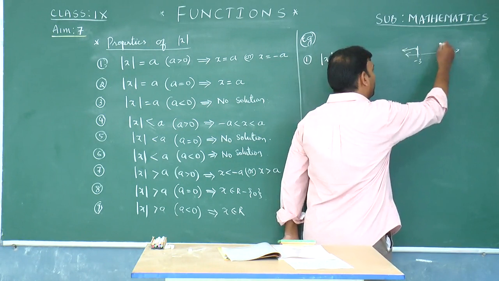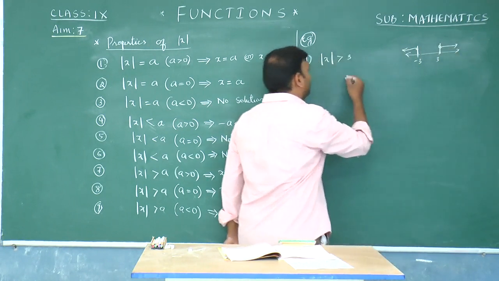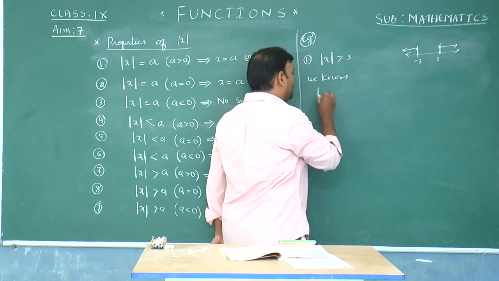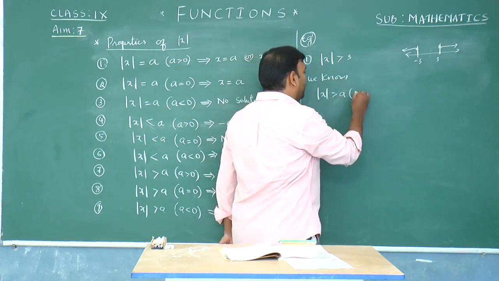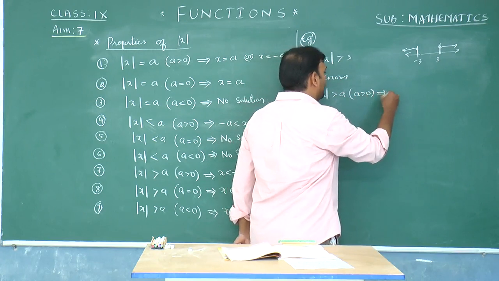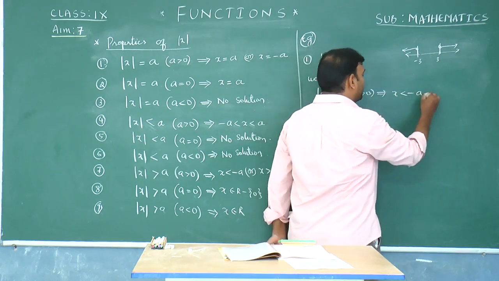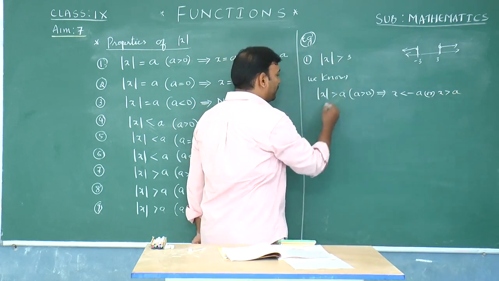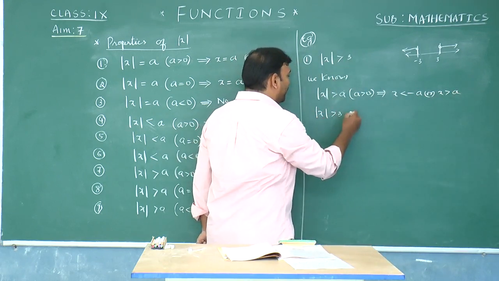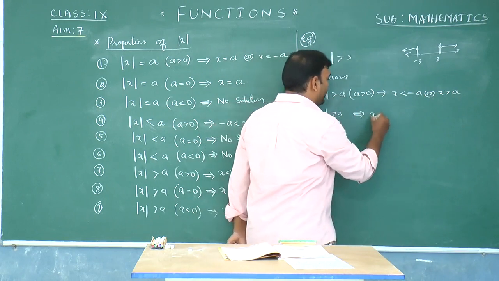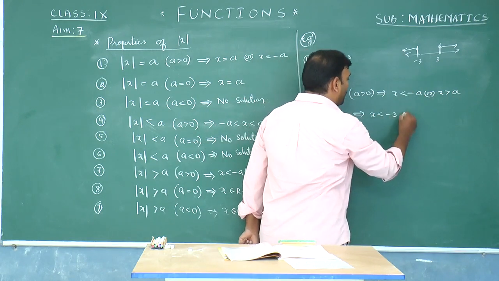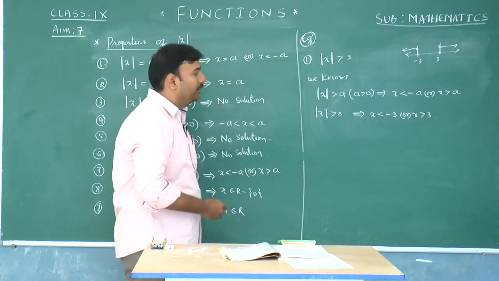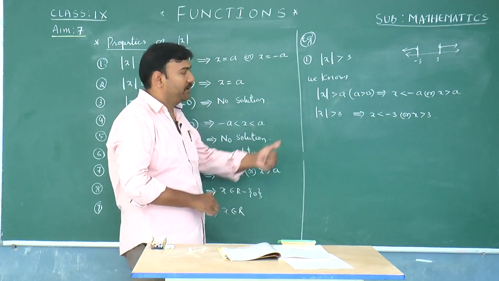So the solution for it is going to be either any number less than... we know that mod x greater than a, where a greater than 0, implies that the value of x is less than minus a, or it must be greater than a. Therefore, because a is a positive number here, mod x greater than 3 implies that x should be either a number less than minus 3 or a number greater than 3. Therefore, the solution is going to be a number not lying between minus 3 and 3.